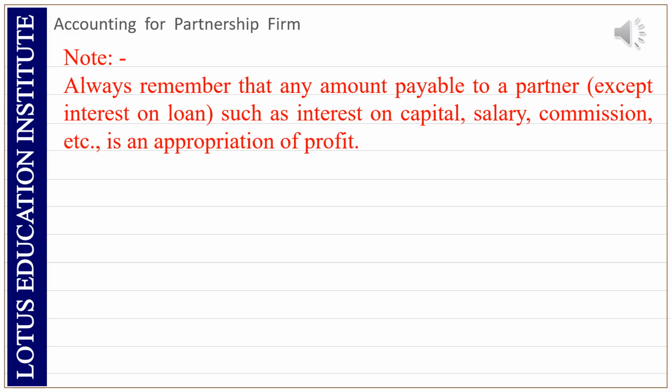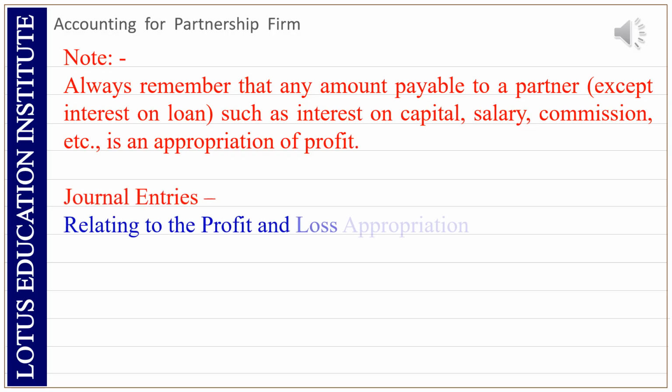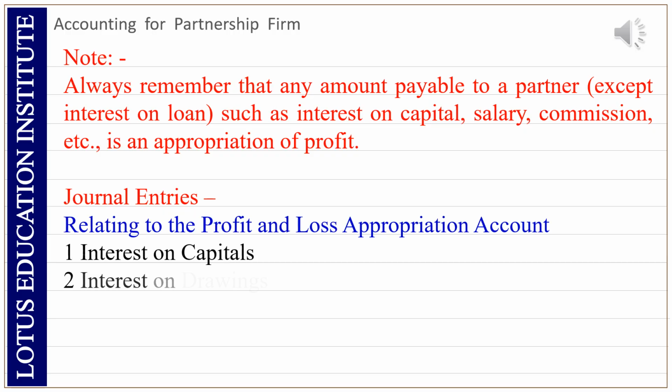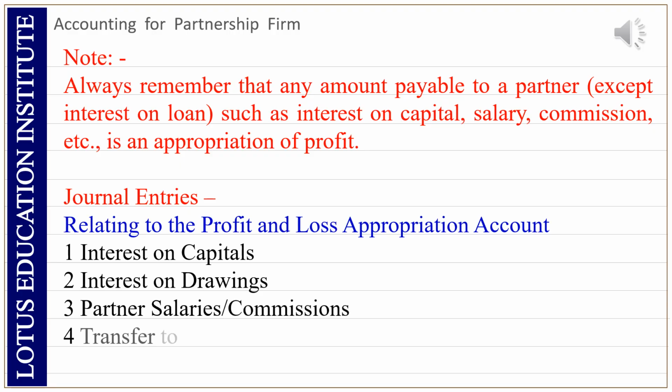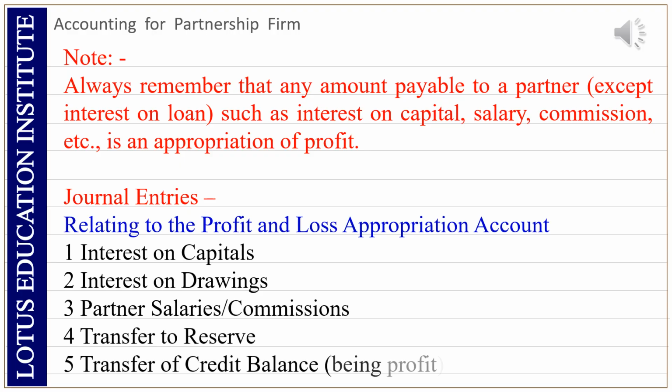Journal entries relating to the profit and loss appropriation account. 1. Interest on capitals. 2. Interest on drawings. 3. Partner salaries, commissions. 4. Transfer to reserve. 5. Transfer of credit balance, B.